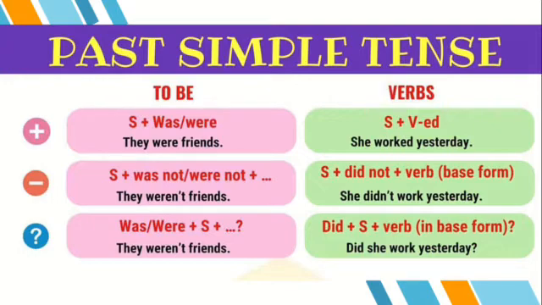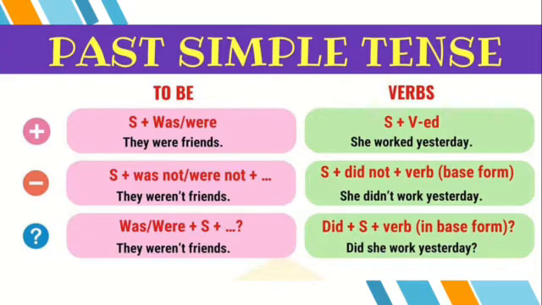And then subject plus was not or were not. This is for negative, previously for positive sentence. For example, they weren't friends. I wasn't here. I was not here, for example.